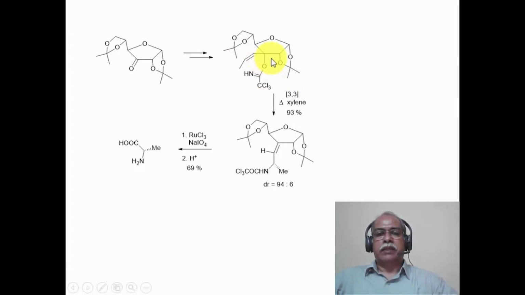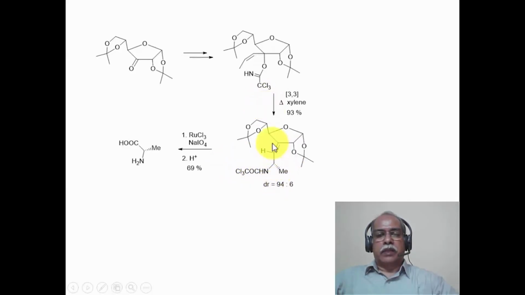The 3,3 system is that the carbon-oxygen bond is broken and the nitrogen-carbon bond is formed, which is the 3,3. This is 1, 2, 3. Similarly, it is 1, 2, 3. So the carbon-nitrogen bond essentially forms the corresponding acetamide. This particular amine derivative is what is formed after the Claisen rearrangement.